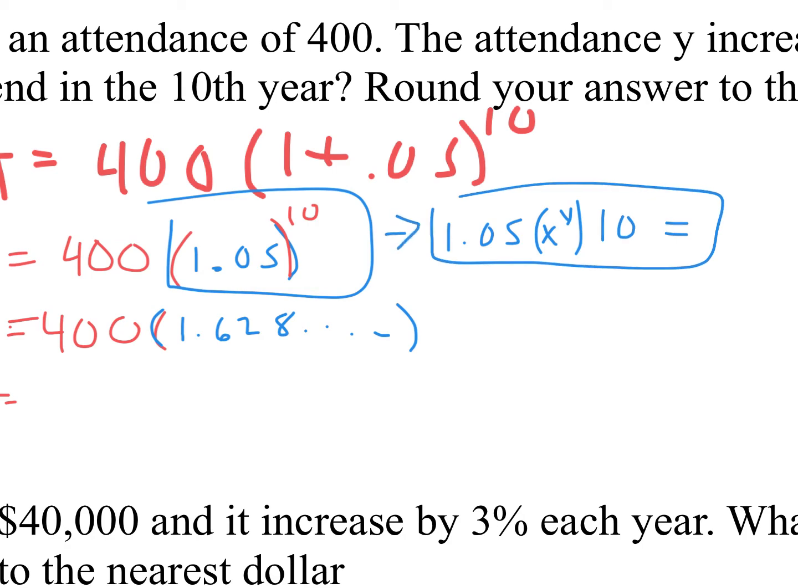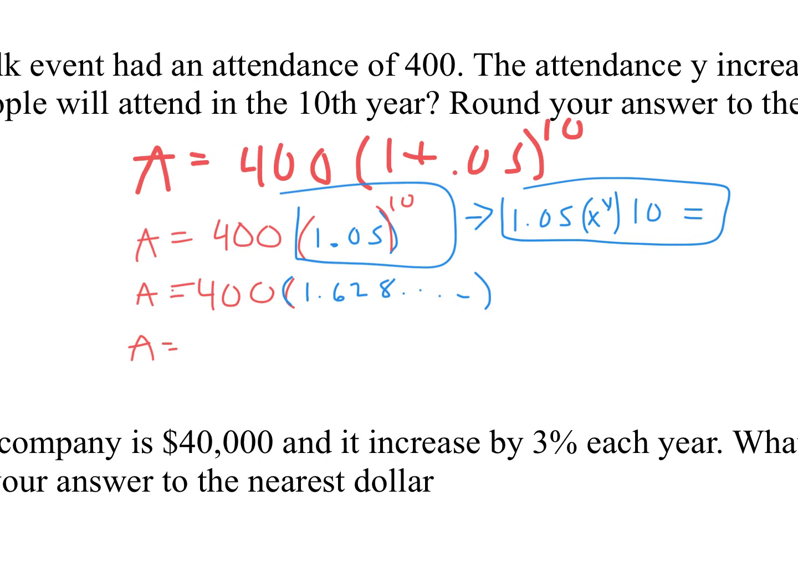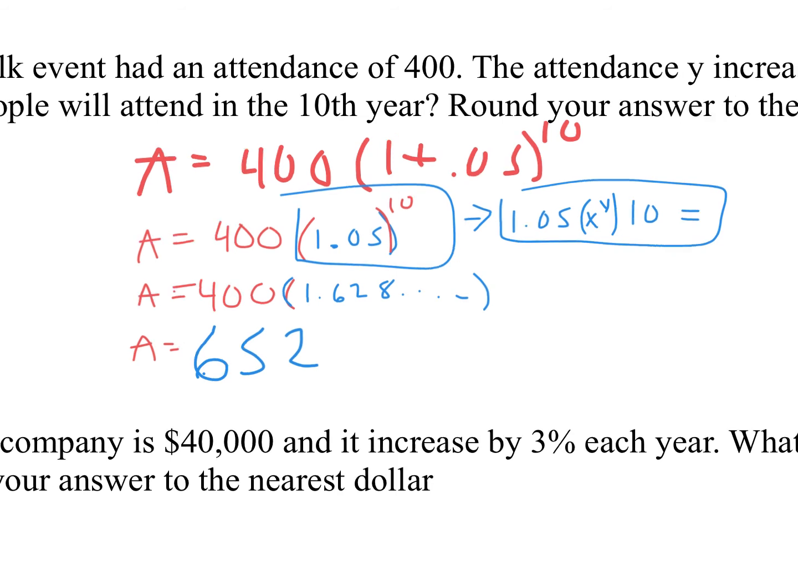What'd you guys get as your answer? 651.557. Awesome. 651.557, but it says round to the nearest person, so we're rounding to the nearest whole number, so 651, or we could round up to 652. They'd both be right.